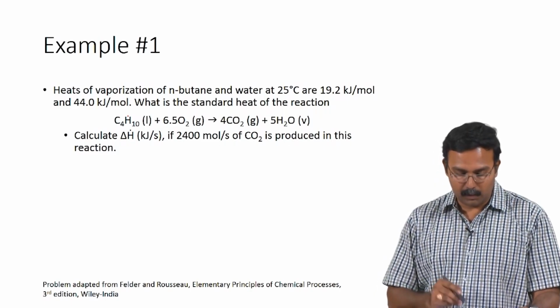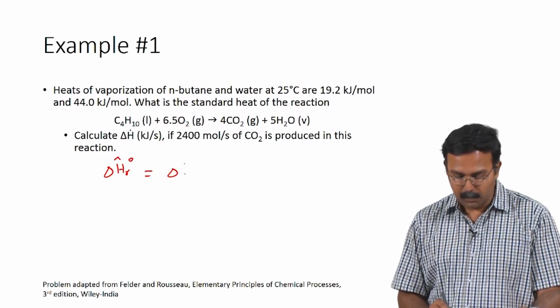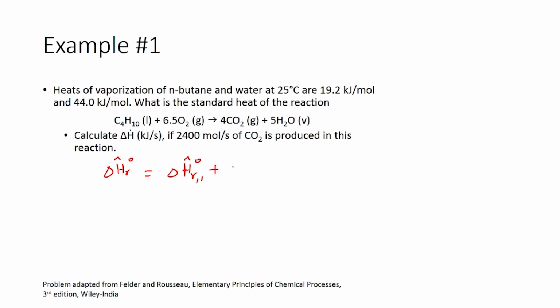So, trying to accommodate that, your heat of reaction for this new reaction would be equal to the heat of reaction for the first reaction which we had, plus 5 times the heat of vaporization for water, minus the negative heat of vaporization for butane. So, how did I get this? What I have done here is, you have the first step where water is being vaporized. In the first reaction it was water liquid, now here it is water vapor.